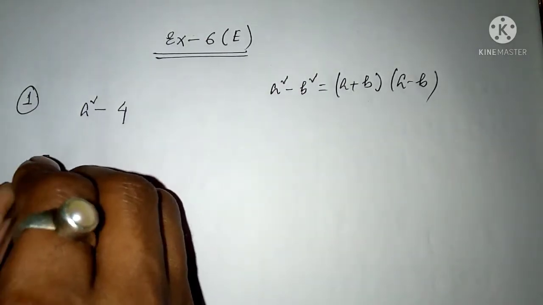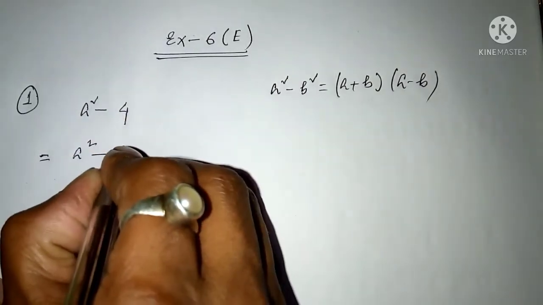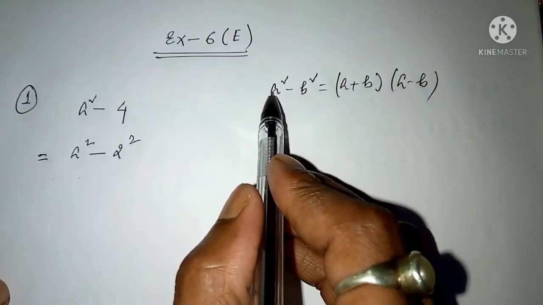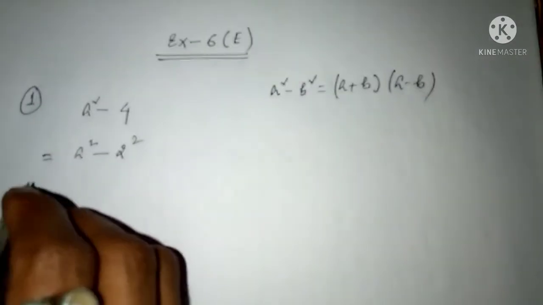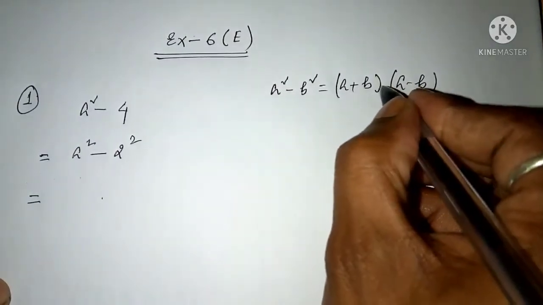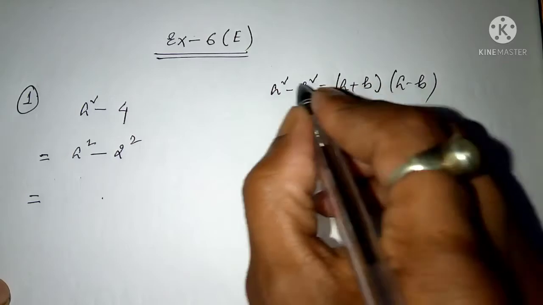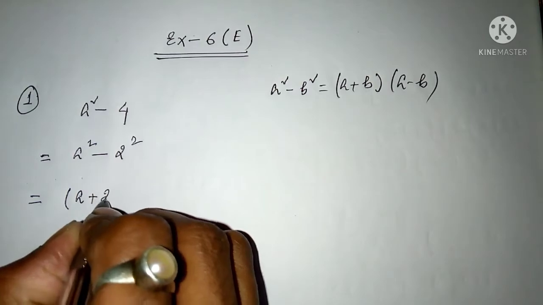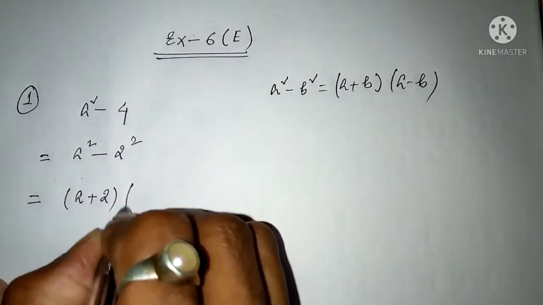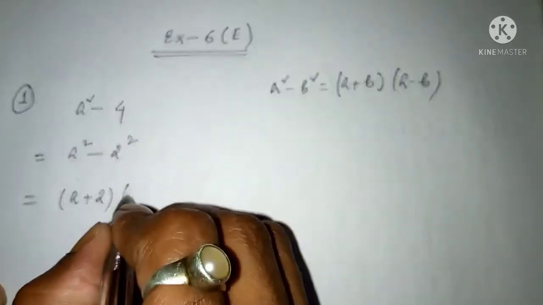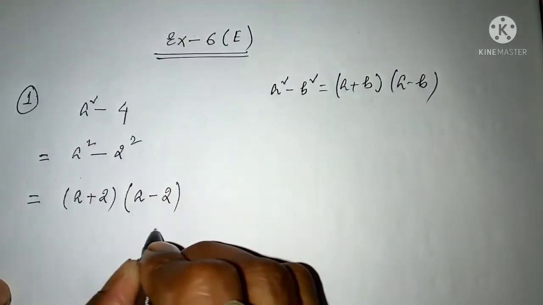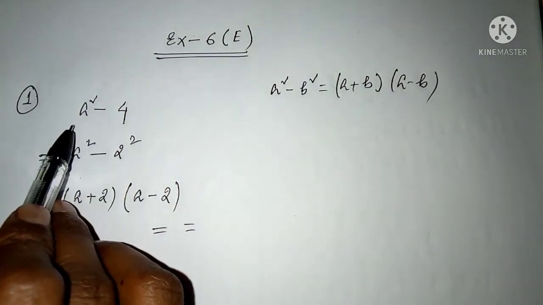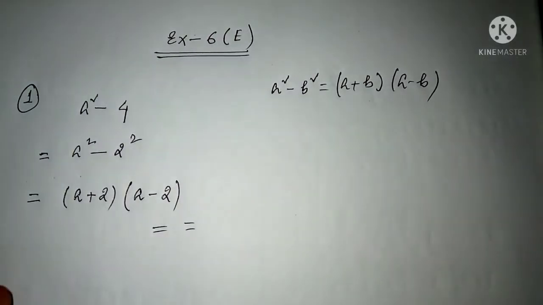So that is a square. Can I write 4 as 2 square? Because 2 square is 4. Now this is in the form a square minus b square. If it is in this form, I can write it as a plus b, that means the sum of these two terms. The first term is a, and the second term is 2. Then first term minus second term, that is a minus 2. So this is our answer to the first question, and this comes under type 1. You can see in your book this comes under type 1.